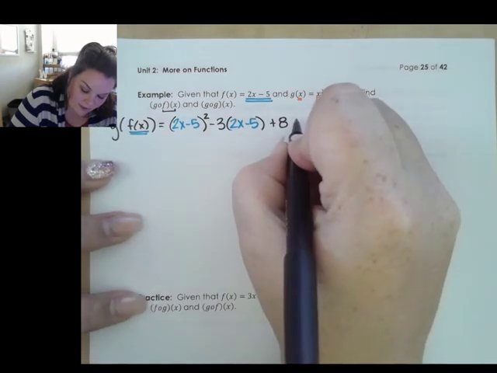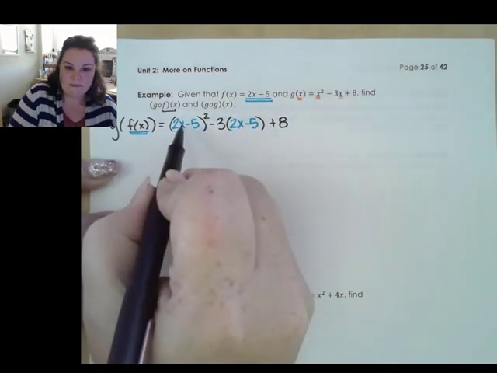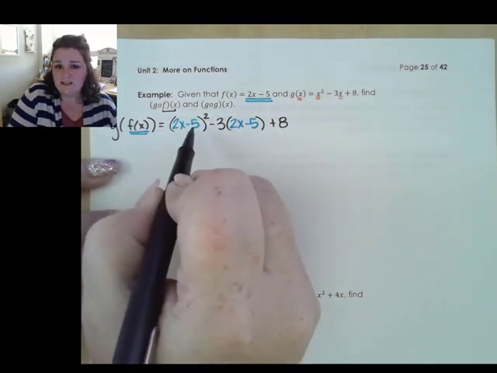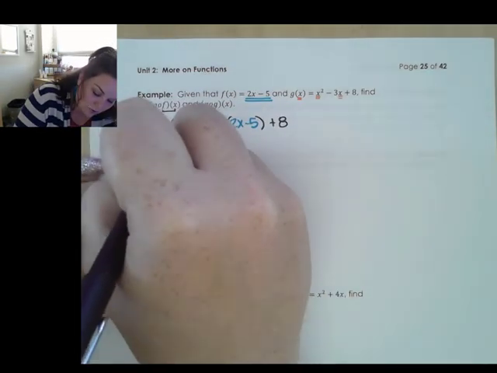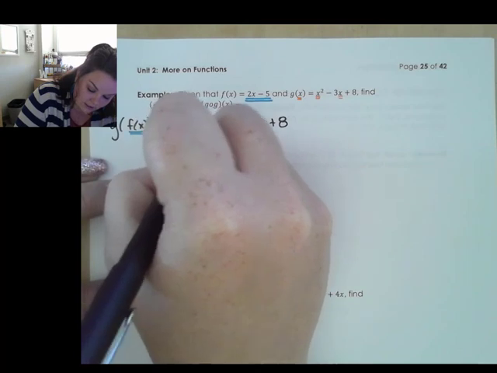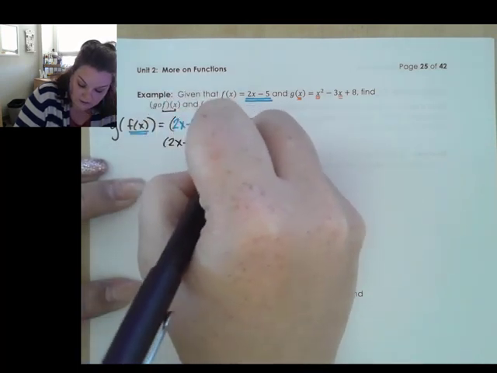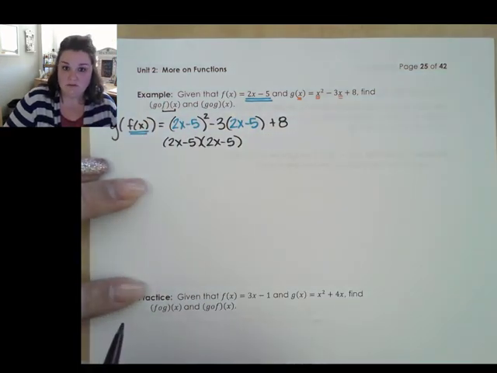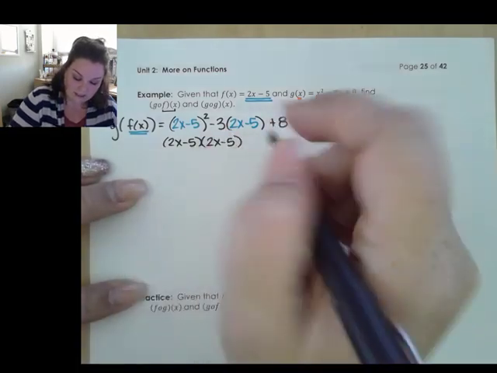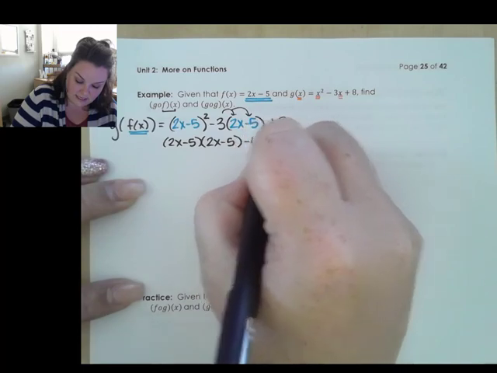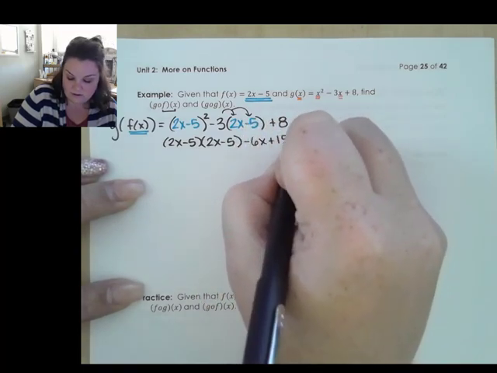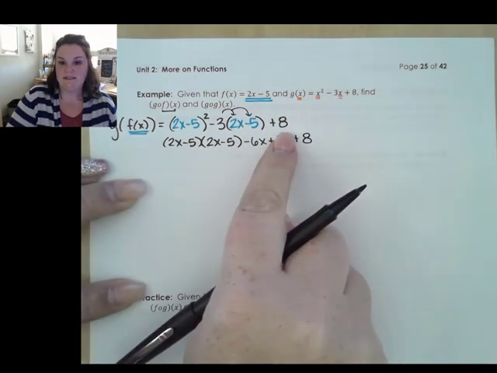Okay, so I'm going to go ahead and write out what this means. Now, when you square a quantity, that doesn't mean we just square each piece of that quantity. That means we have 2 copies of that quantity, right? This is 2x minus 5 times 2x minus 5. And then here, I can go ahead and distribute this 3 to both terms. So that gives me negative 6x plus 15, and then plus that 8 that's out there.